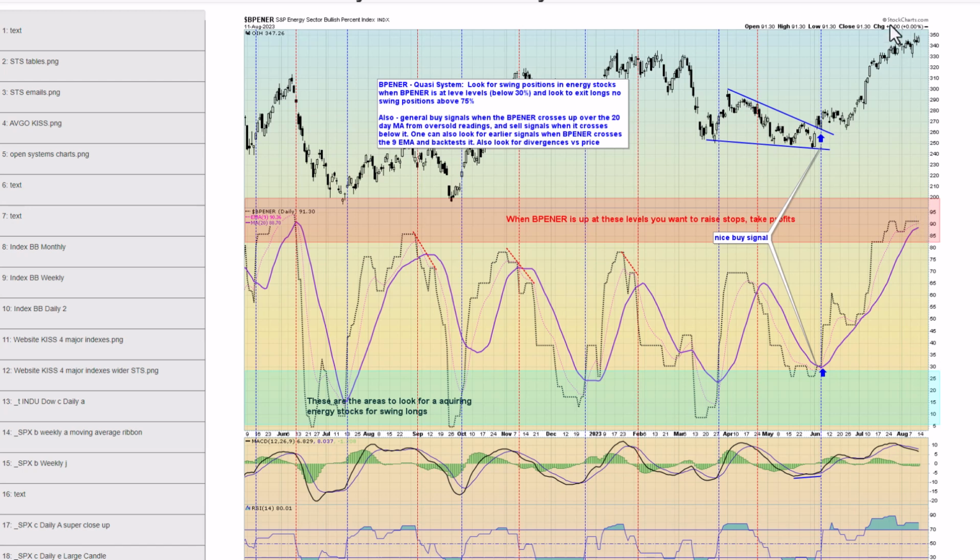Even though I love this area longer term, it's not an area where I want to be adding a bunch of new longs. Not saying I want to sell all my existing longs, but this is overbought. And if it falls below this 20 MA, you have a sell signal here. But I do think a pullback in this area would end up being a buying opportunity. Next.